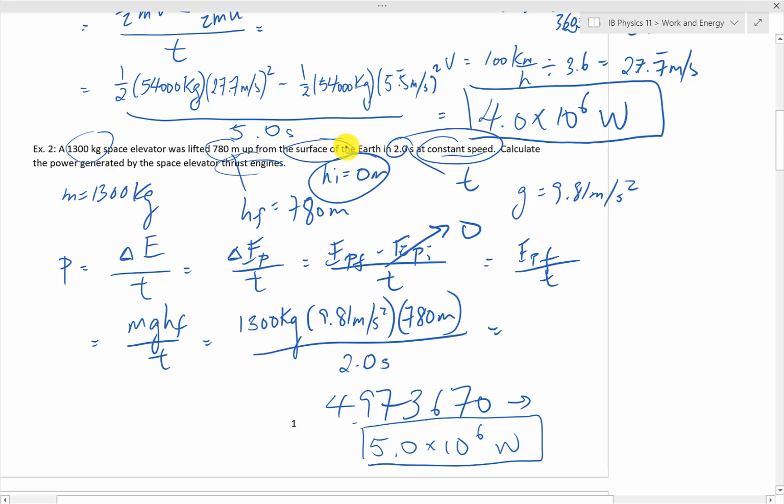So in this example, we looked at the change in potential energy instead of the change in kinetic energy. Since the elevator was going up at constant speed, there was no change in kinetic energy for you to account for. So the only change in energy there was the potential energy. Very similar to the last question, except a different form of energy.